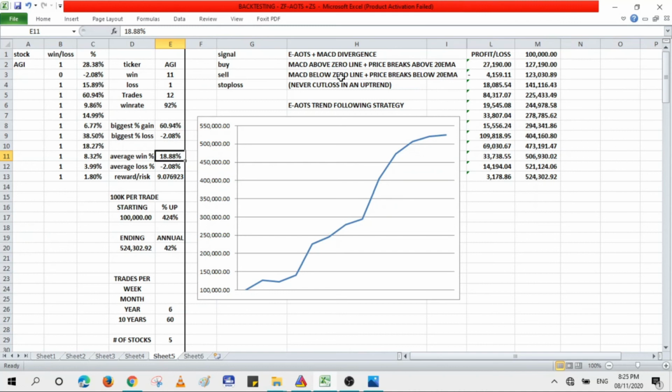Our average win is 18.88. Our average loss is negative 2.08. So our reward risk ratio is 9.08. So, using this strategy, we are up from our starting capital of 100K by 424% within 10 years. So, we have an annual percent increase of 42%. Assuming we are going to hold our position for at least 2 months.